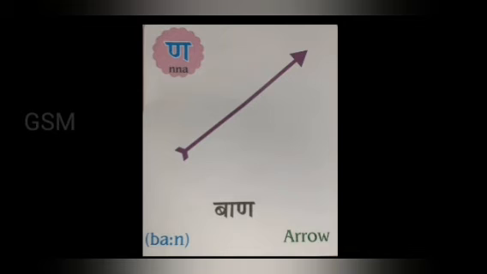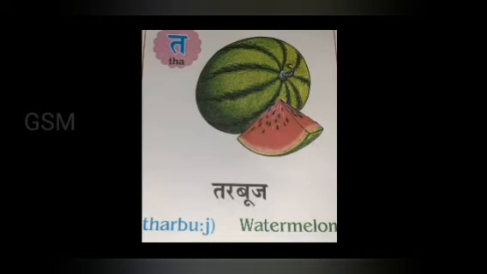This one is na. Na say baan. Baan means arrow. This is tha. Tha say tarbuj. Tarbuj means watermelon.